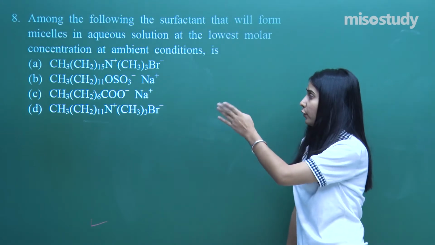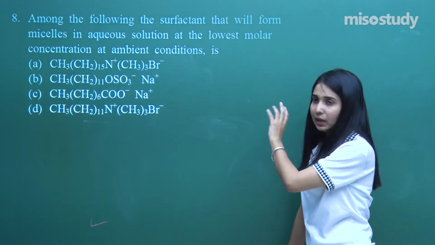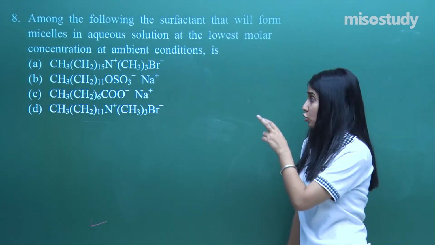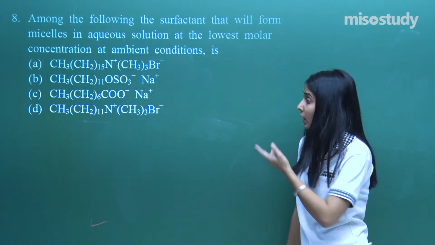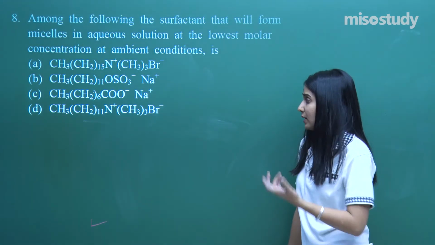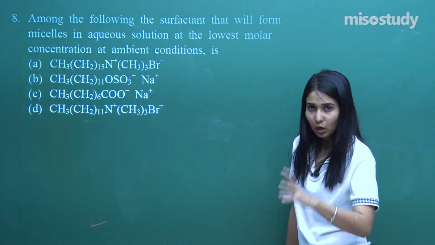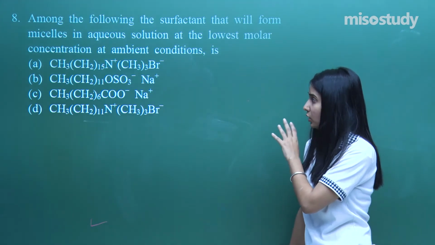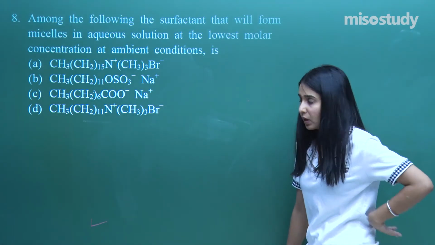CH3(CH2)15 N+ (CH3)3 Br minus, then CH3(CH2)11, where that is a salt of sulfate they have given you. In the third one, they have given you the acetate salt, and in the last one, simply my acetyl bromide form, where they have given you CH3(CH2)11 N+ (CH3)3 Br minus, right?